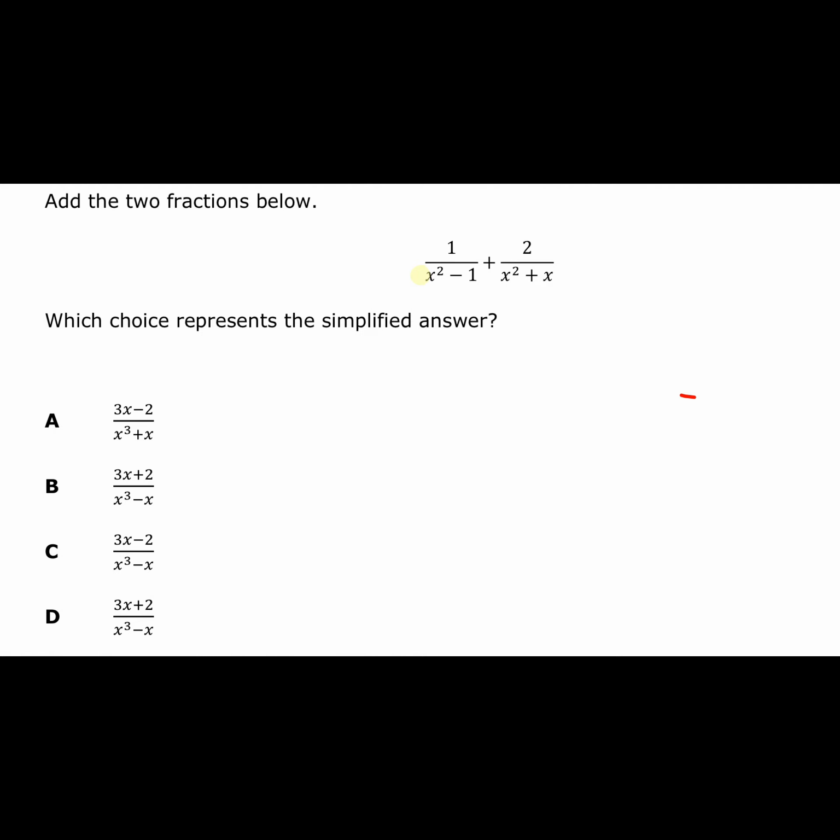In problem number 3, we are asked to add these two fractions together. In order to add two fractions together, they need to have like denominators. So currently they do not have like denominators, so we're going to investigate a little bit to see what their denominators actually are, to see if we can fix that.